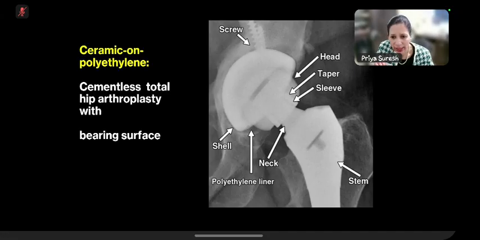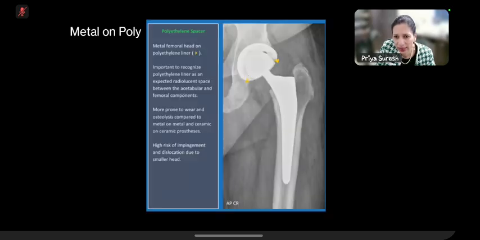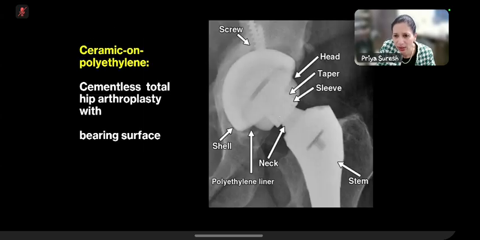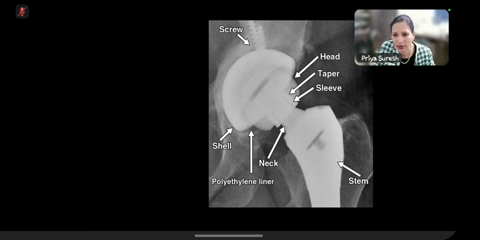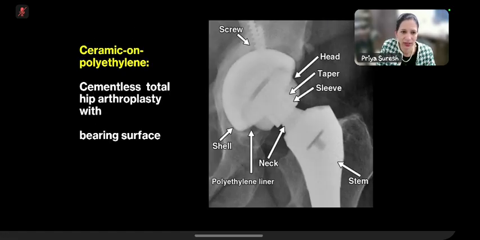And you can also get, if I go back, this is metal. Okay, and then you have the polyethylene liner, then you have metal, whereas this one is ceramic. So you can see the femoral neck through that head. That's because it's ceramic. Whereas if I go back here, see, you can't see that because it's metal. Okay, so I just want to show you the difference between the ceramic head and the metallic head. So this is, again, you're going to describe it: cementless total hip arthroplasty, and it's ceramic on poly.